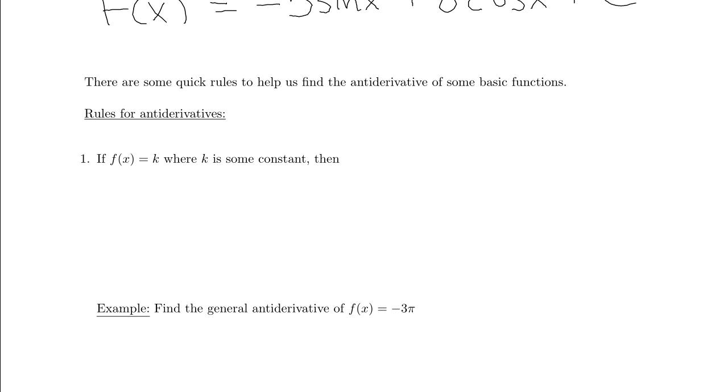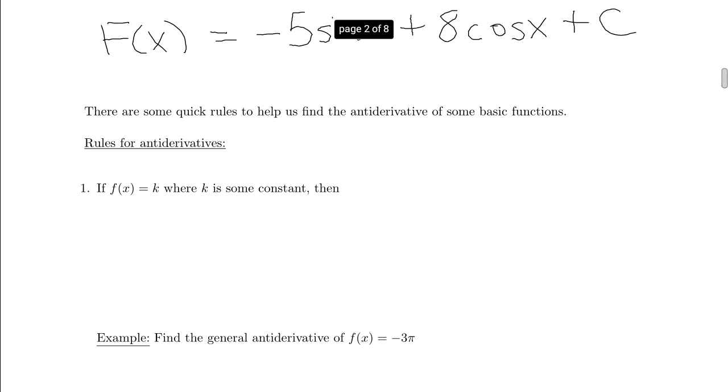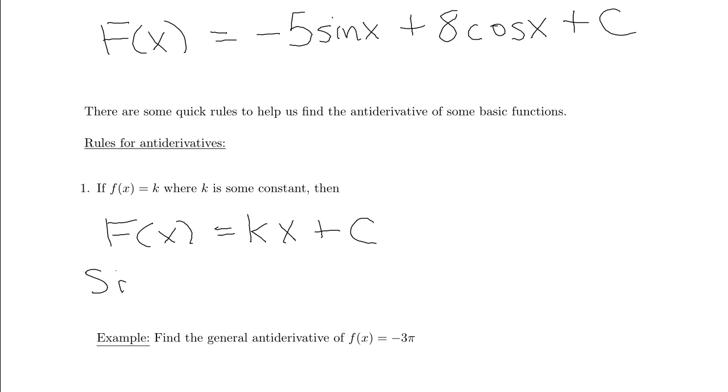Or another way to think of it is we're trying to find a function that will have this as its derivative. So our first rule, if f of x is equal to k, where k is some constant, well, what function will have derivative k? It's going to be the function big F of x is equal to kx plus some constant c. And if we want to justify this, we can say this is true since big F prime of x is just going to be that constant k.